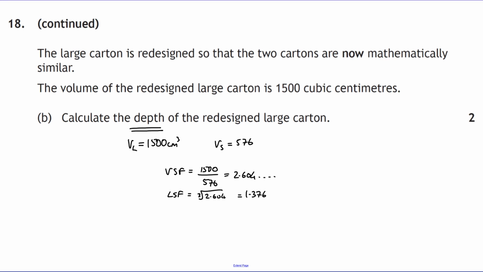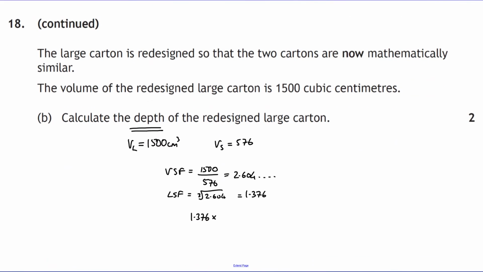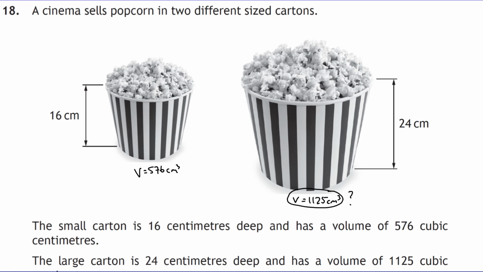Okay, so the length scale factor for the redesigned carton is 1.376 times the original. So it's 1.376 times, not 1,500, that's not the height. The height of the original was 16. So times 16. That gives us 22.01 cm. Okay, good. And that was the last question.